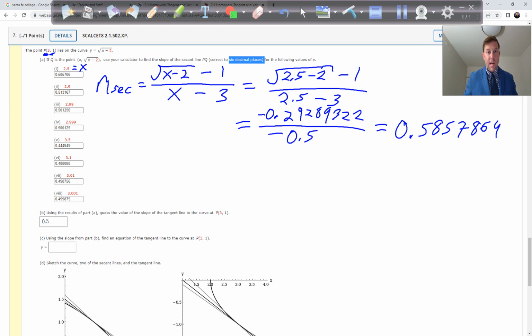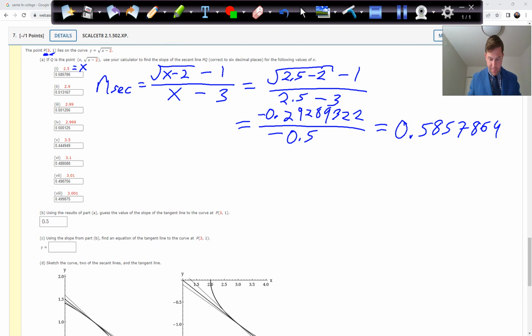So when x is close to 3 but not quite 3, we get 0.50. Then we go to numbers bigger than 3, so 3.5, 3.1, 3.01, but they're getting closer to 3, and you get, again, 0.44, 0.48, 0.49, 0.499. So they're getting closer to 0.50 on the dot. Okay, then they want us to find the equation of the tangent line at that point.